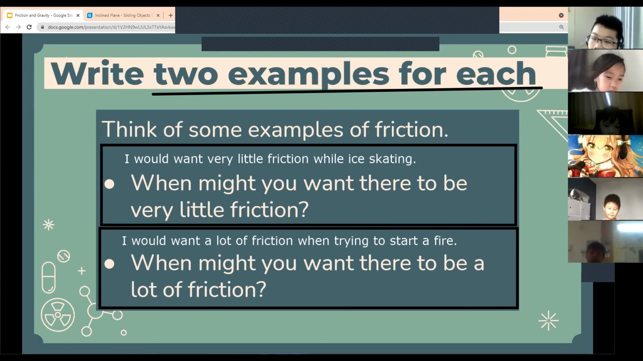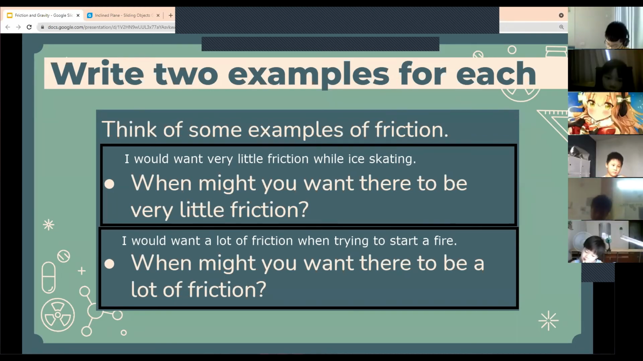Okay, let's see what else someone wrote for low friction. Sarah, what's an example of when you would want very little friction? When would you want to be slipping and sliding? When is that a good thing? Okay, Pasta, what's an example of very little friction? I would want very little friction while I'm swimming. Oh, you're swimming. Very good. Yeah, friction will slow you down.